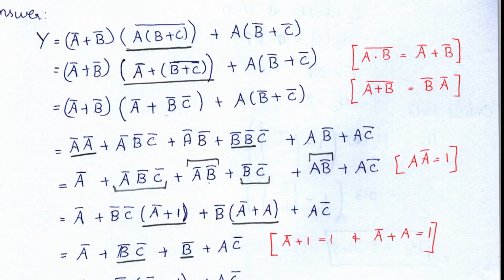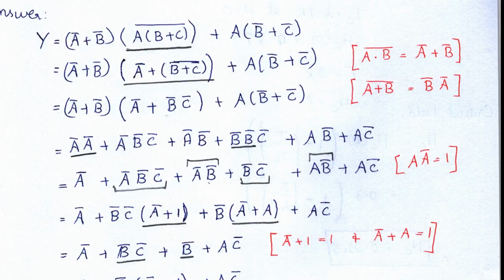So by using the law A dot B the whole bar is equal to A bar plus B bar, the underlined expression will become A bar plus B bar plus C the whole bar. Now again by using the law A plus B the whole bar is equal to B bar dot A bar, the B bar plus C the whole bar will become B bar C bar. So now the expression is y is equal to A bar plus B bar into A bar plus B bar C bar plus A into B bar plus C bar.